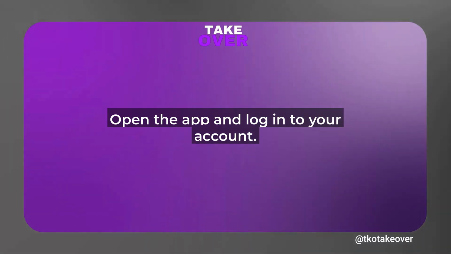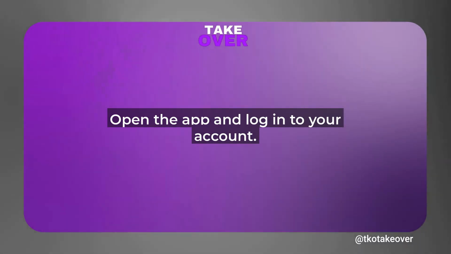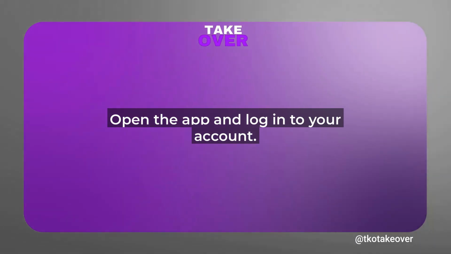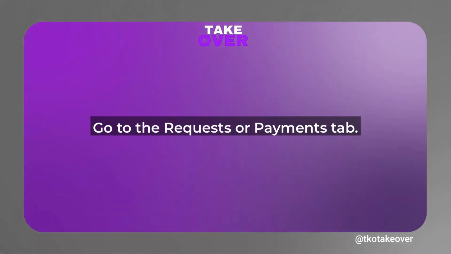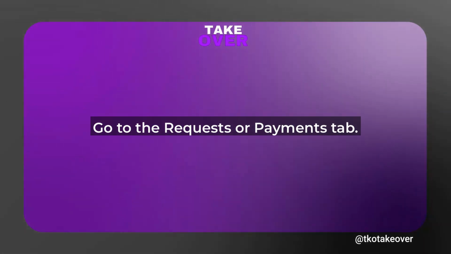Step 1. Make sure you have the Venmo app updated to the latest version for 2025. Open the app on your smartphone and log in with your credentials. Once you're in, head to the Requests or Payments tab. Depending on your app settings, it might be labeled as Activity.